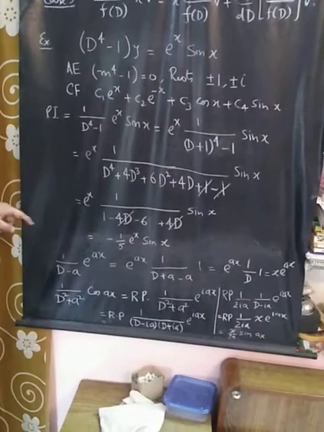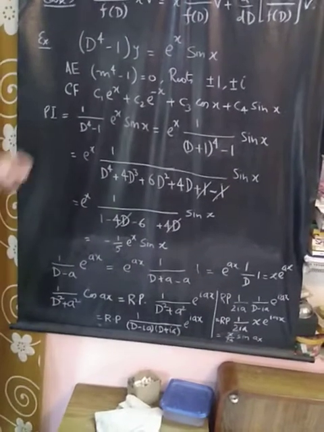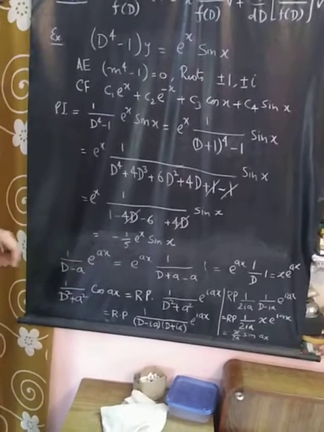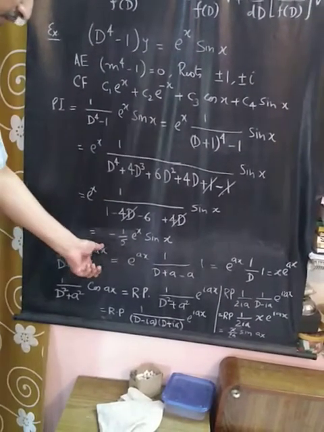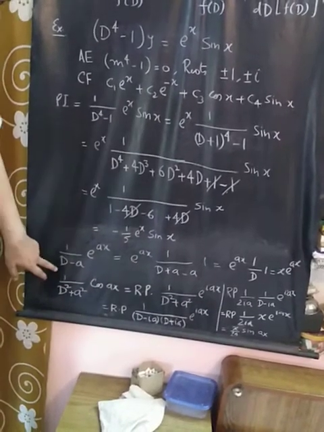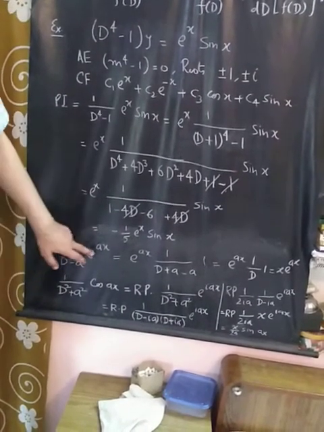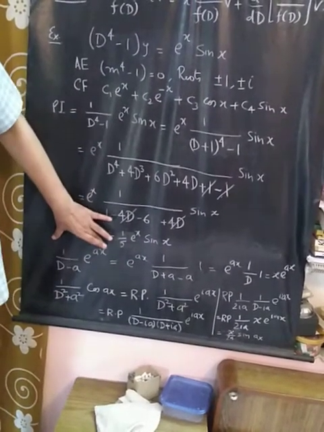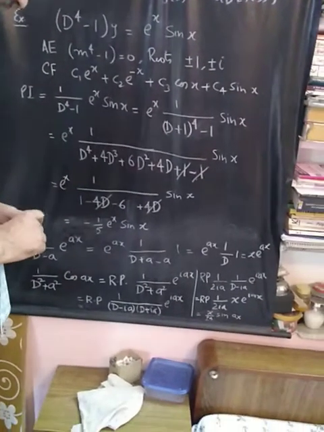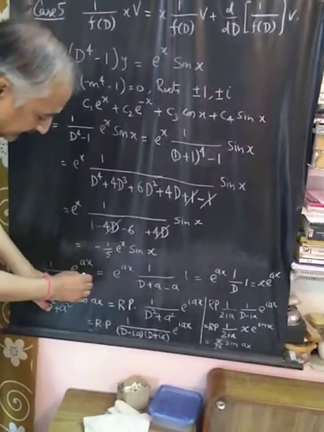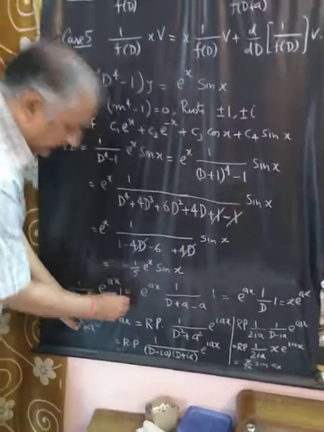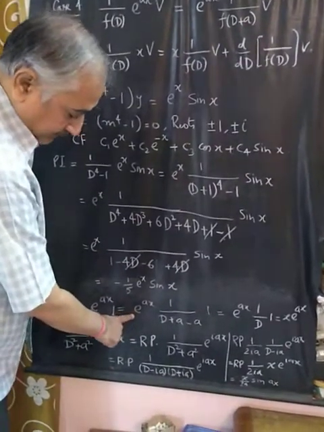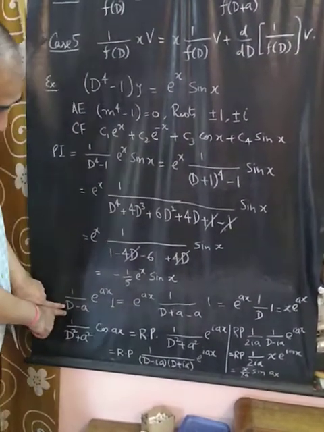There are some more results which I can draw from case 4. Look at this, 1 upon D minus a exponential ax. I have told you that whenever we apply on exponential ax, f(a) should be non-zero, but it is becoming 0 here. If you put D equal to a, a minus a gives you 0. So you can't apply the case 1 technique here. But if I write this exponential ax as exponential ax into 1 and then use case 4, then this exponential ax comes on the left of the operator and D is replaced by D plus a.